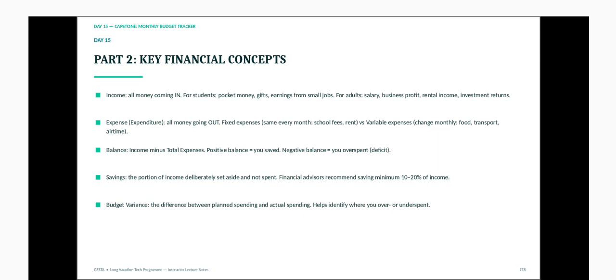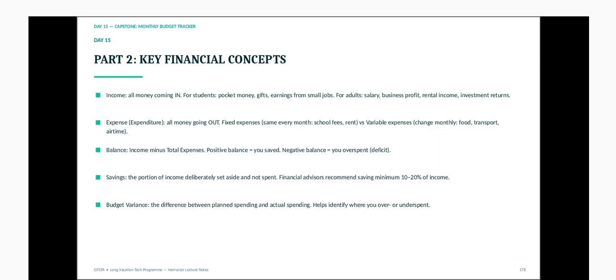Then expenses, that is expenditure, all money that goes out. What goes out? There are fixed expenses, the same every month, like school fees and rent, versus variable expenses that change monthly, like what you spend on food, transport, airtime, data, and on some emergencies, some exigencies that you don't plan for. Somebody might just call you, I need urgent 2K, and so on and so forth. So those are your expenditure, what you spend out.